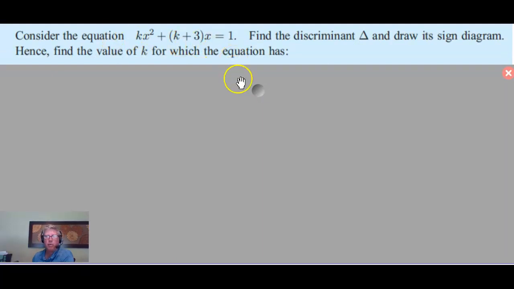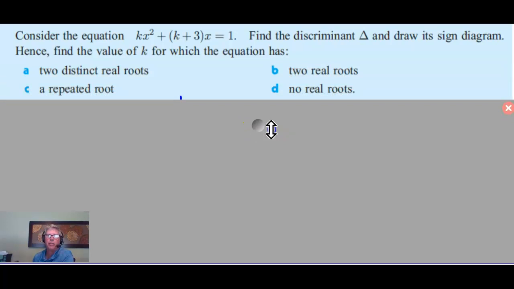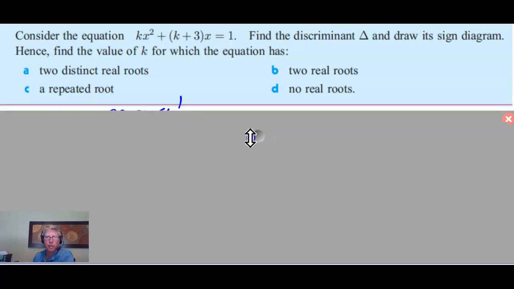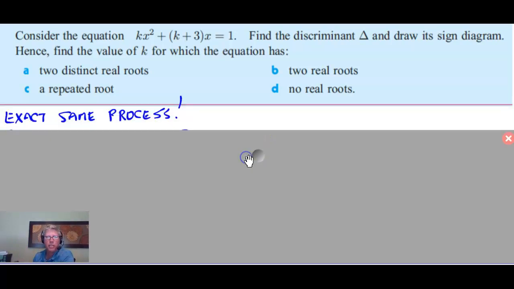This is the same problem. They change the a, b, and c a little bit. They make a few more variables, but the process is exactly the same. They're asking for two distinct real roots, a repeated root, no real roots. So they're asking you for a sign diagram. Tell me for what values of k will give me these things. All right, same exact process.